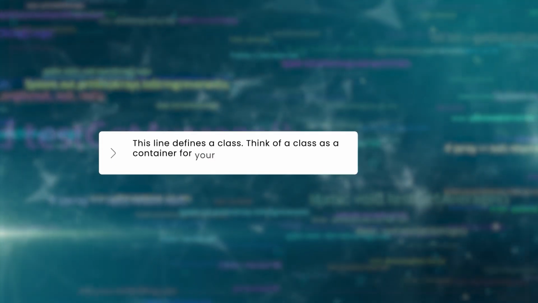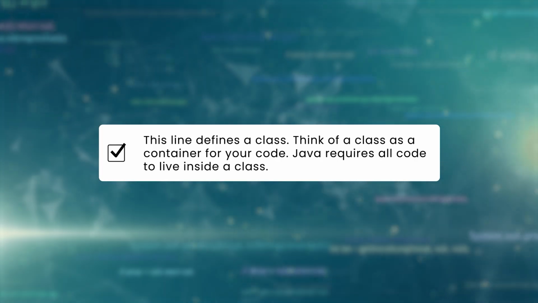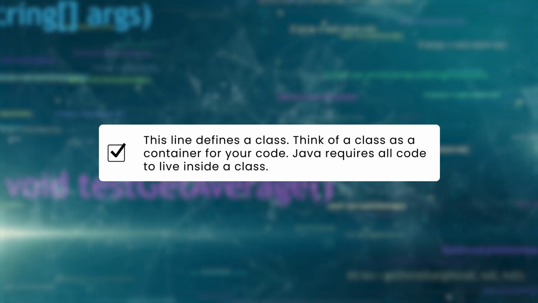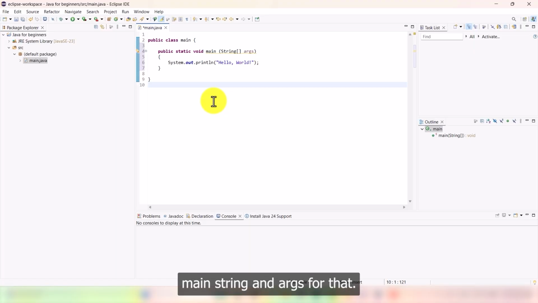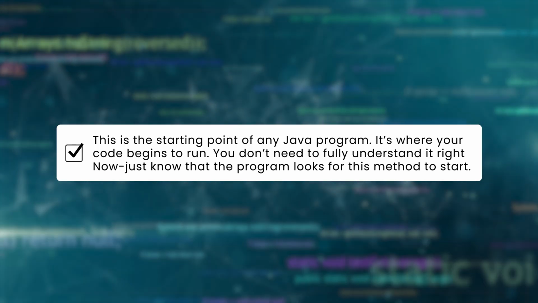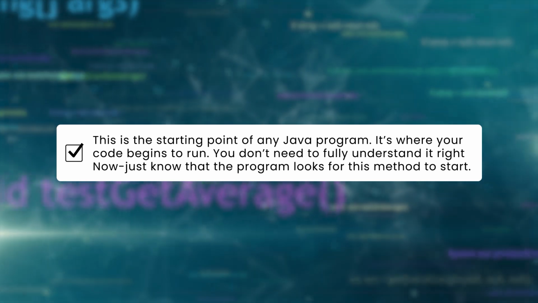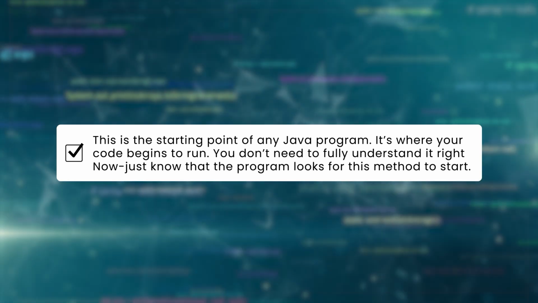Breaking down the code. Public class main. This line defines a class. Think of a class as a container for your code. Java requires all code to live inside a class. Public static void main, String args. For that, it means this is the starting point of any Java program. It's where your code begins to run. You don't need to fully understand it right now. Just know that the program looks for this method to start.